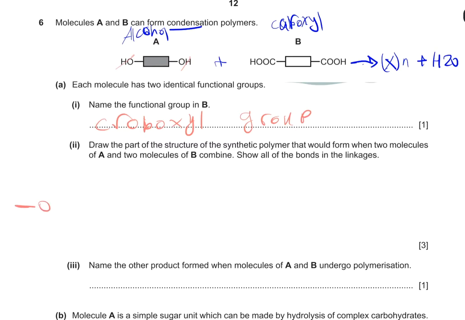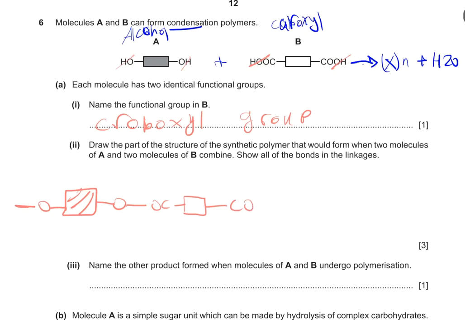O is connected to a bond, and then another bond with the O, the shaded box, which is this one, and then another O, a bond, and then we're gonna get rid of the OH here. So we're gonna end up with an O, C, and then the white box, and then we're gonna get rid of the OHs here. So we're gonna have CO again.